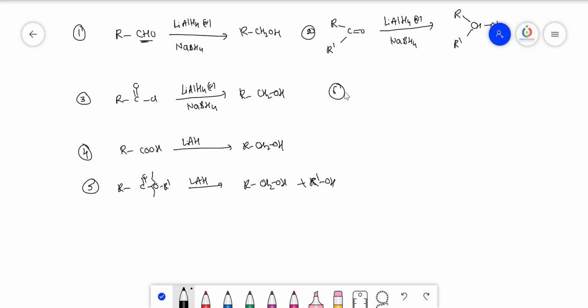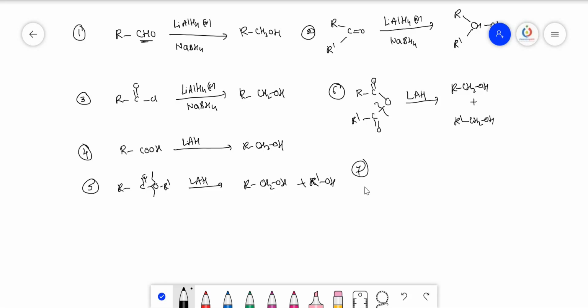And the sixth one, you just take the acid anhydride, RC double bond O, C double bond O, R dash. It breaks the bond somewhere here. So lithium aluminum hydride converts this, because each C double bond O will be converted to CH2OH. So you will get RCH2OH plus R dash CH2OH. Irrespective of the type of the alkyl group, its main duty is to convert all of them into their respective alcohols.